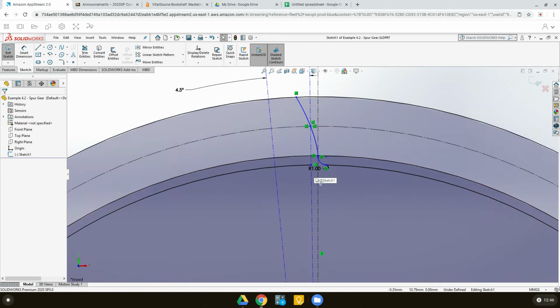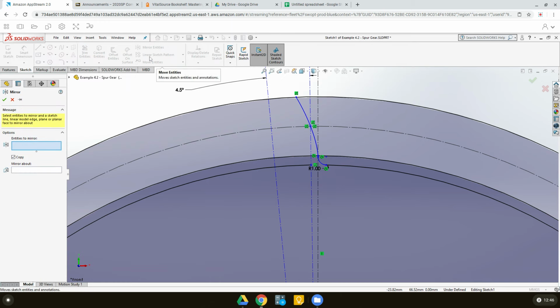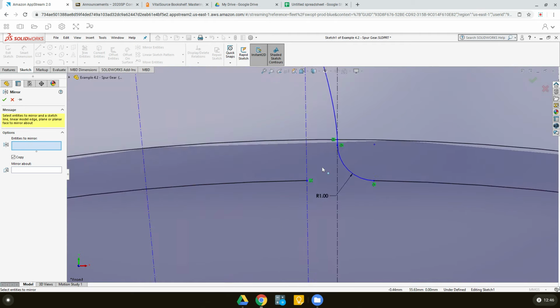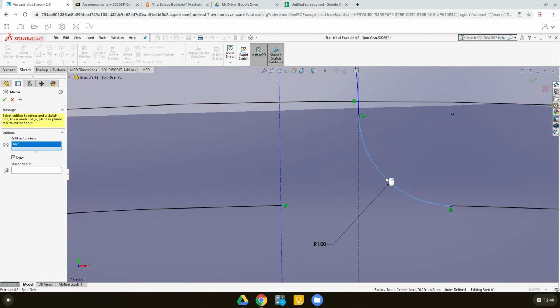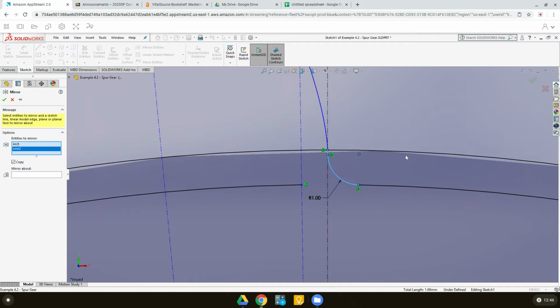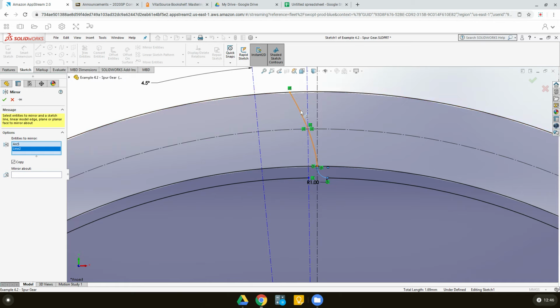It's time to mirror this. So I'm going to use the mirror entities option. And which entities do you want to mirror? We have to be very careful here. I want to mirror this fillet. I want to mirror this small piece of line here. Then I want to mirror this involute profile. So three things, right? And I want to, of course, create a copy. Mirror about: I want to mirror them about this center line here.